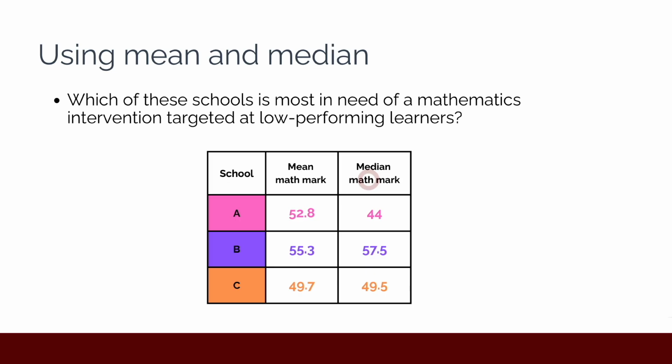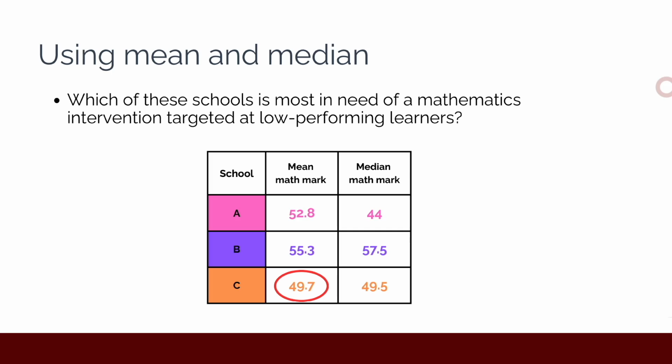If we use now mean and median together, we might have a situation where we have the mean and the median mark for various schools, and we want to decide which school is in need of a mathematics intervention which is targeted at low-performing learners. These are the same fictitious schools that we used in the previous example. So school C still has the lowest mean mark.